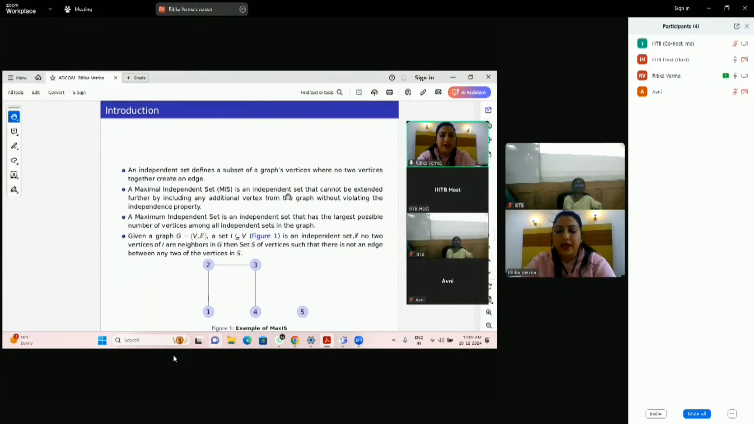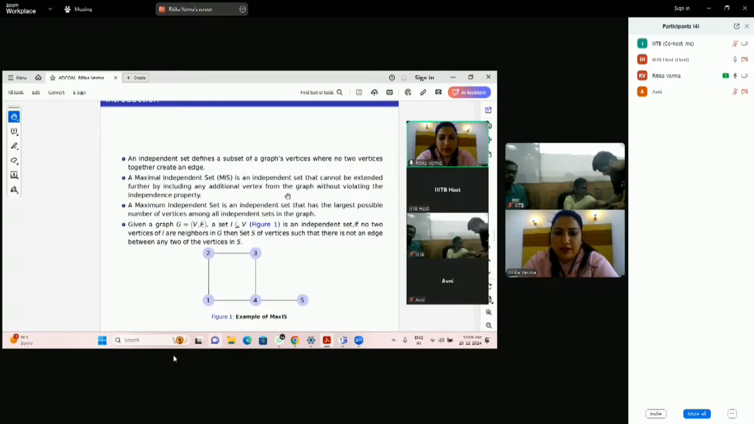Now, the introduction part. An independent set is one in which no two vertices are adjacent to each other, and maximal independent sets are those sets which do not violate the independence property. Maximum independent set is used to find the largest independent set among all the maximal independent sets.